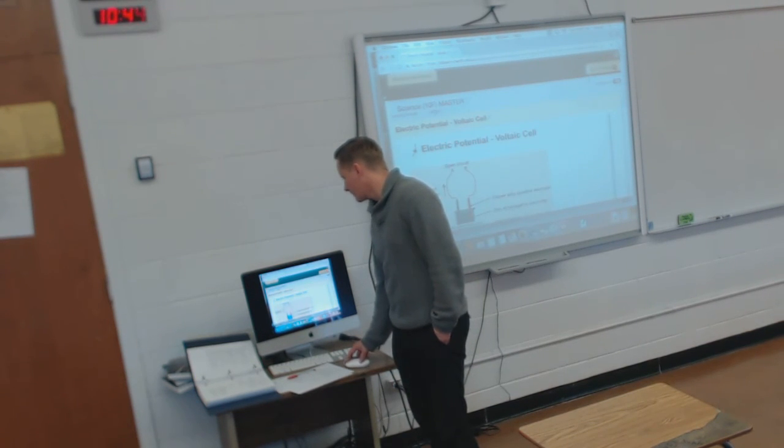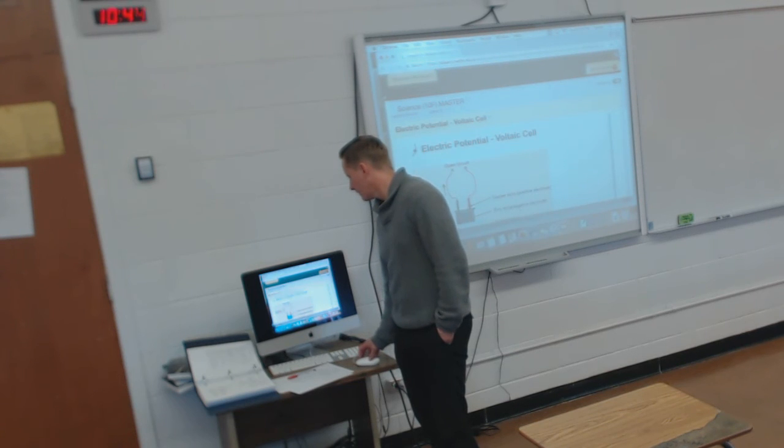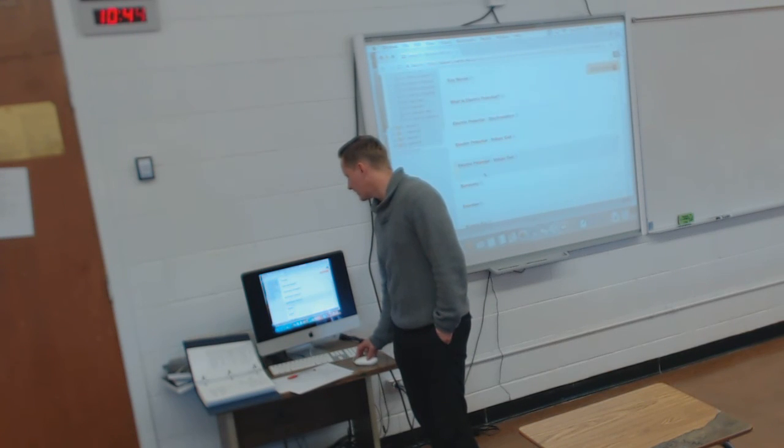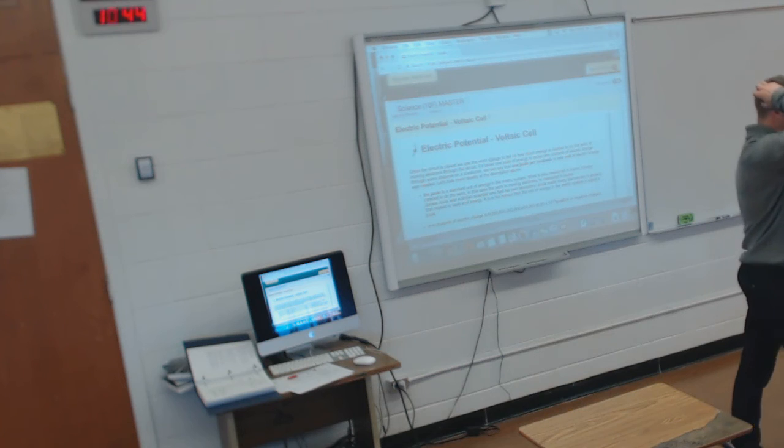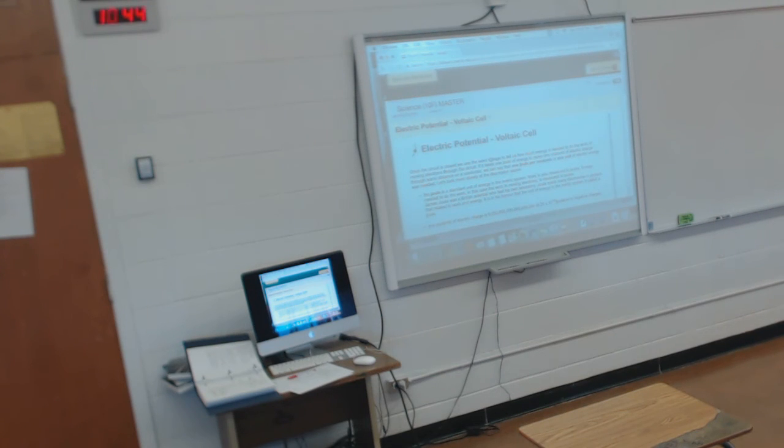So do we understand what electric potential is? The biggest thing is to understand what potential means. So it's the ability to create electricity. That's basically what potential means. Your ability to create electricity. Your ability to move electrons. Your ability to do work to move electrons and create electron flow. Does everybody understand that? So that's what electric potential is.